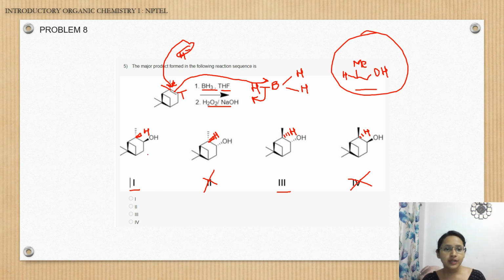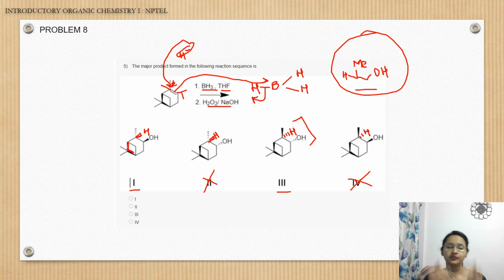Okay. So now here there is a stereochemistry difference. The stereochemistry of this ring plays an important role. As you can see, the ring is above the plane. So there is a steric hindrance if the addition of H and BH2 takes place from above the plane. So to avoid that steric hindrance, hydrogen and BH2 will find it comfortable to come from the below side.